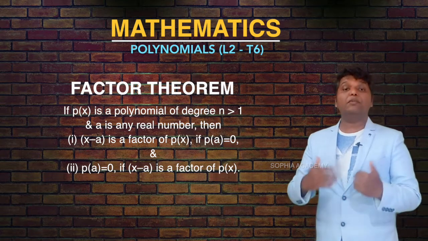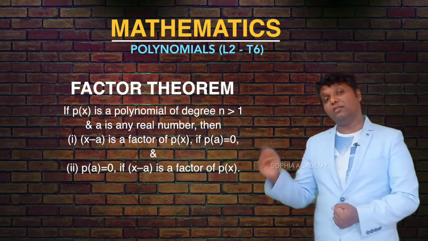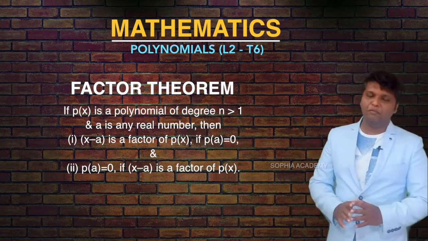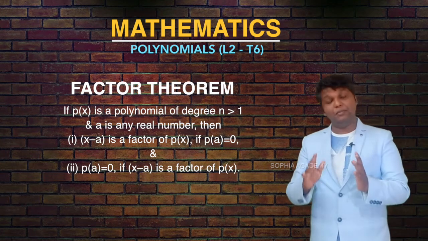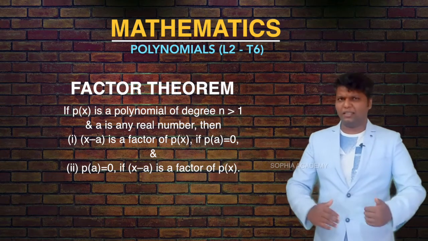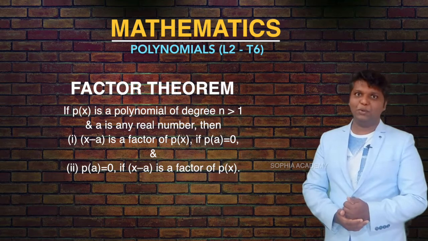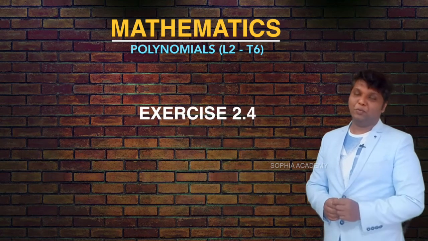That means whenever you want to find whether it is a factor or not, just check out the remainder, and if the remainder is 0, we will say yes, it is a factor, and if the remainder is not 0, we will say it is not a factor. That is the only difference between remainder theorem and factor theorem. Factor theorem is a higher extension of remainder theorem. We can say like that also, okay? So let us get into the exercise number 2.4.